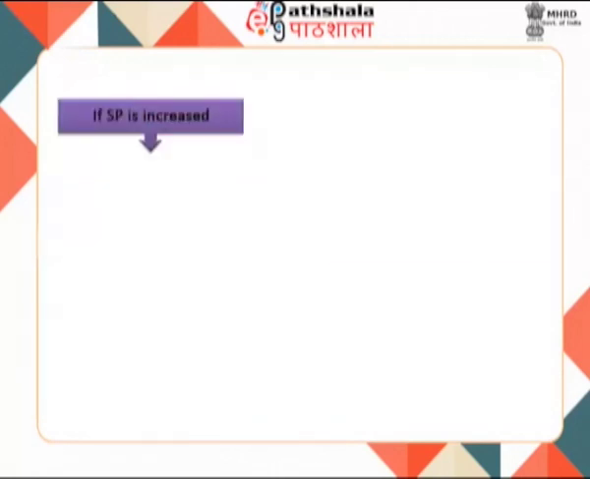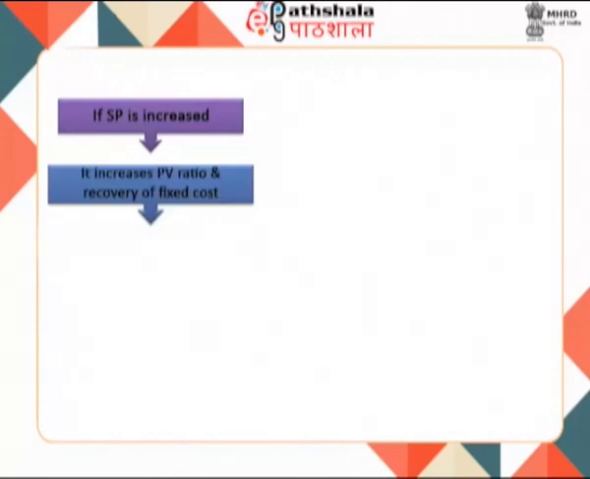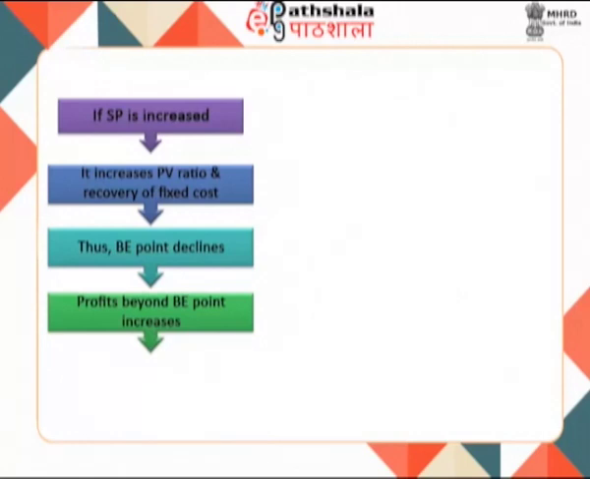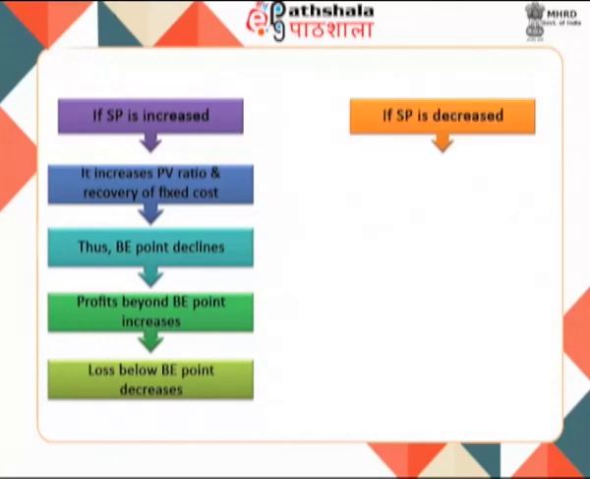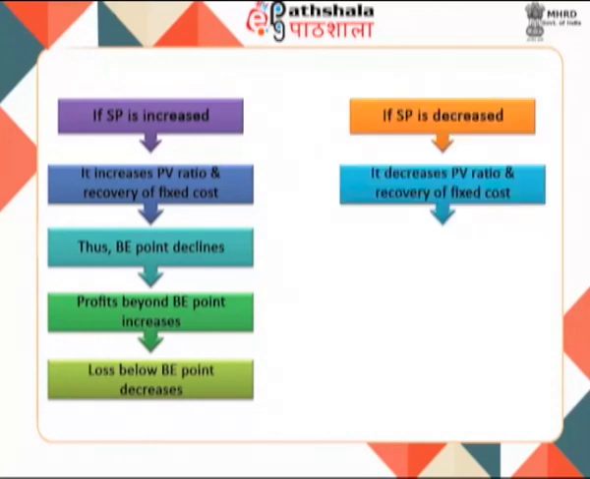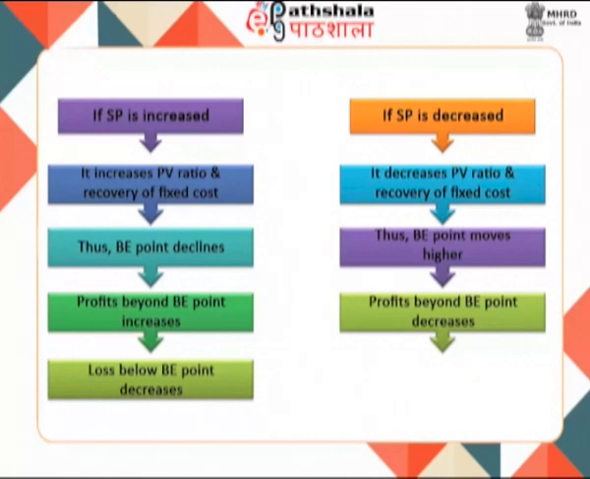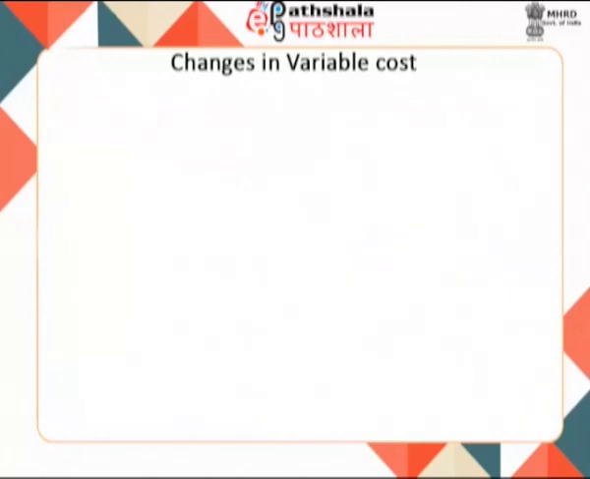If the selling price is increased, it increases the PV ratio as well as the rate of recovery of fixed cost. Thus, break-even point declines, the profits beyond the break-even point increases, and loss below the break-even point decreases. On the other hand, if the selling price is decreased, it decreases the PV ratio and the rate of recovery of fixed cost declines. Thus, the break-even point moves to a higher level, profits beyond the break-even point decreases, and losses below the break-even point increases. Changes in variable cost.